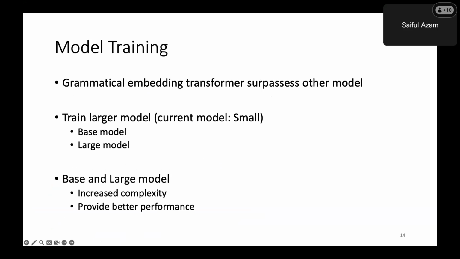Once it has been confirmed that grammatical embedding transformers are capable of surpassing the other models, we would like to further extend the model. Since we are using the small model for the research, we would like to train the base or a large model for Electra with the grammatical information embedded into the model. Base and large models have much more complex configurations that are able to provide better detection and better performance.